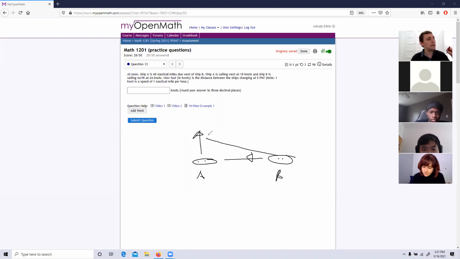So what do we have? We have this distance, and then we have different distances. So you see, it's a right triangle. Ship A is sailing west at a speed of 18 knots, and ship B is sailing north at 24, right?